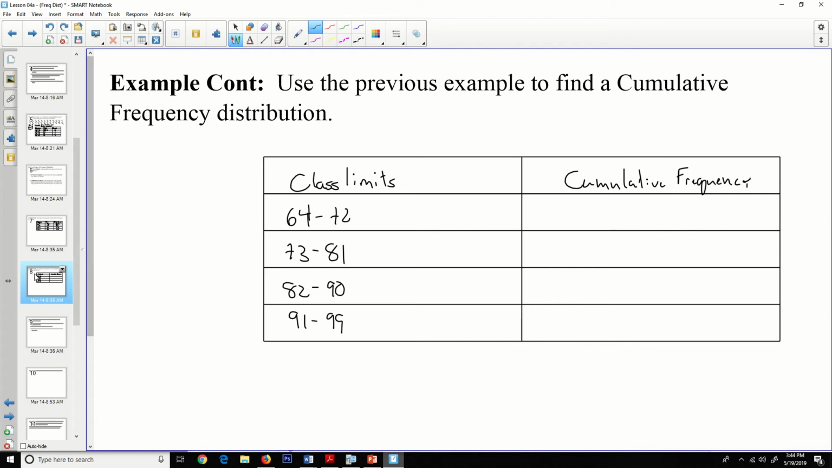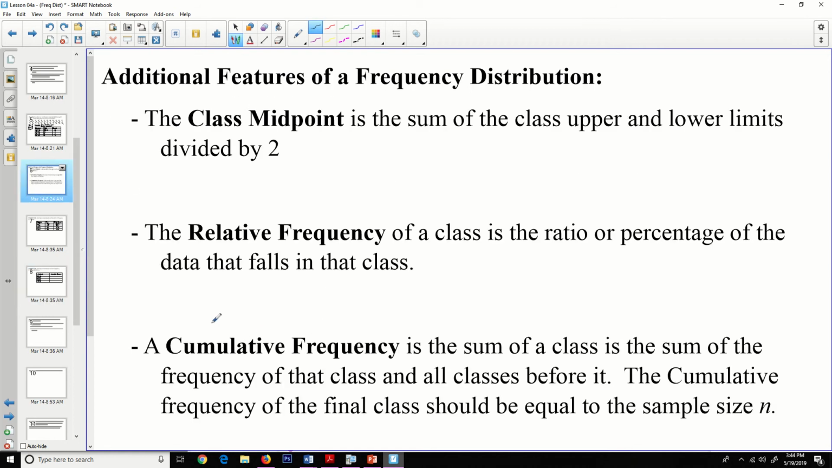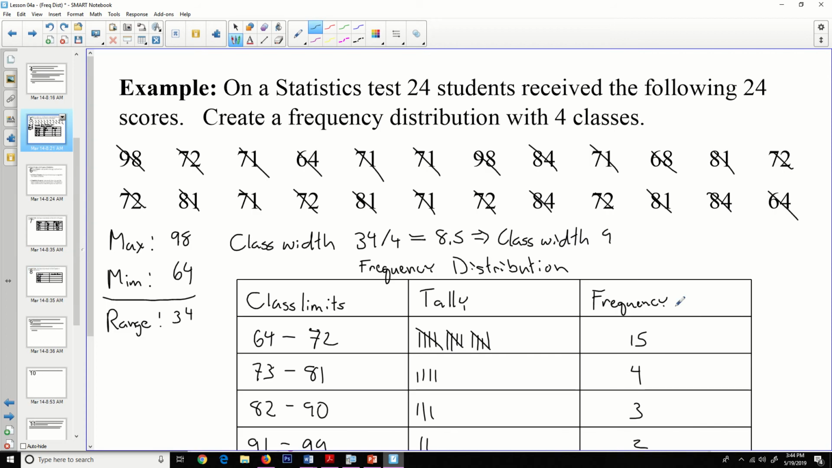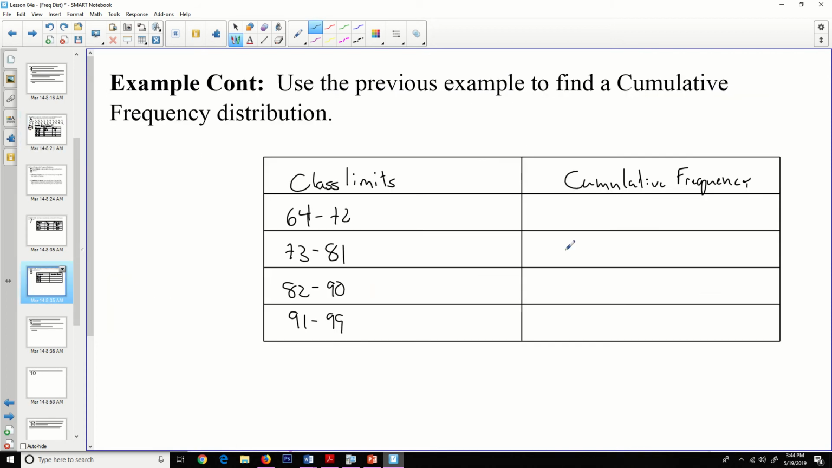This one's the hardest one to understand, but the easiest to do. A cumulative frequency of a class is the sum of the frequency of that class and all the classes before it. Now, here, this is the first class, so there are no classes before it. It is just the value of that first class that we got here, so 15. So 15 goes there.